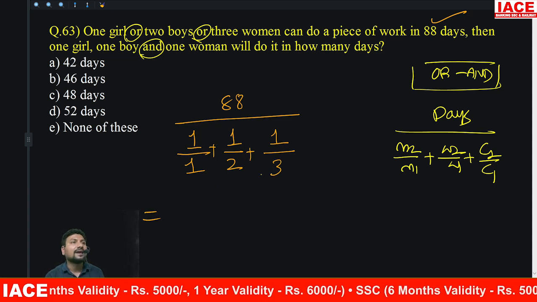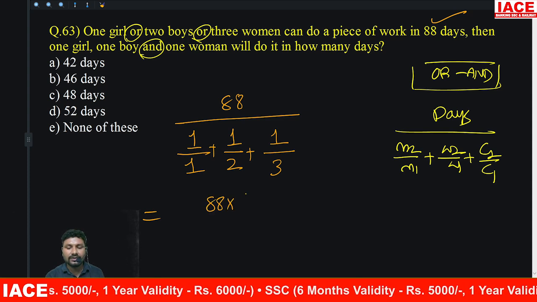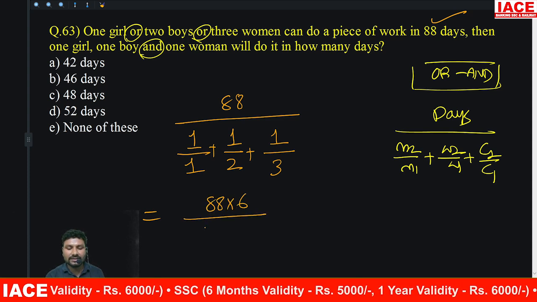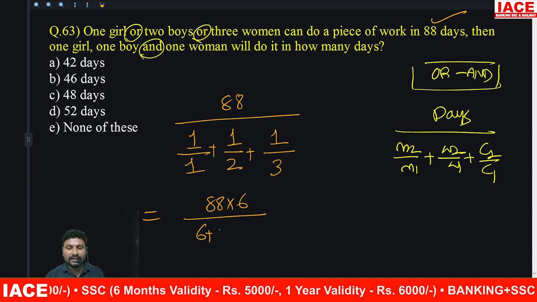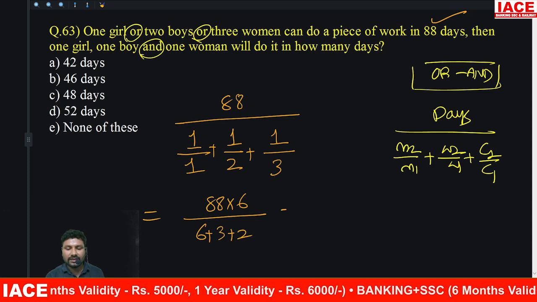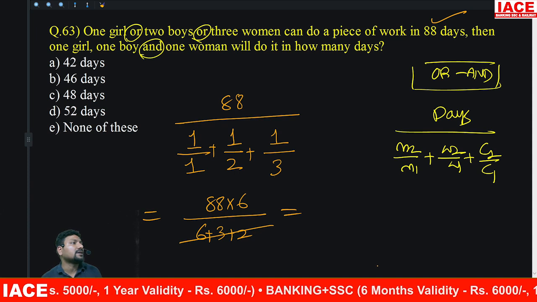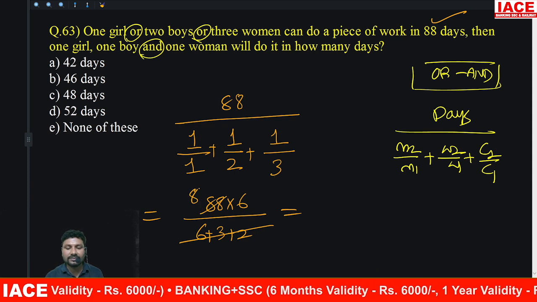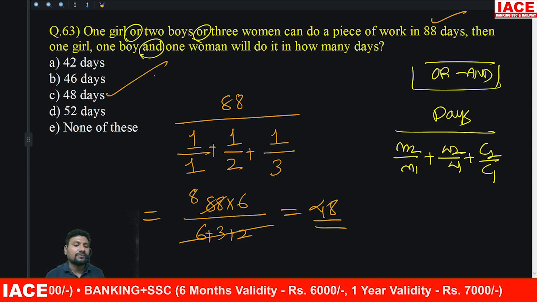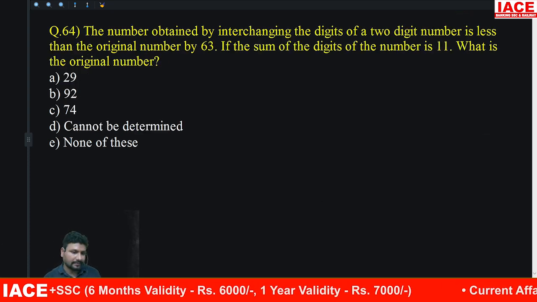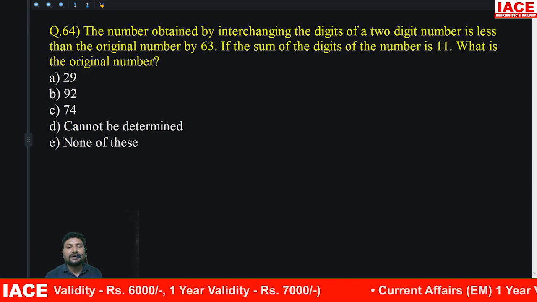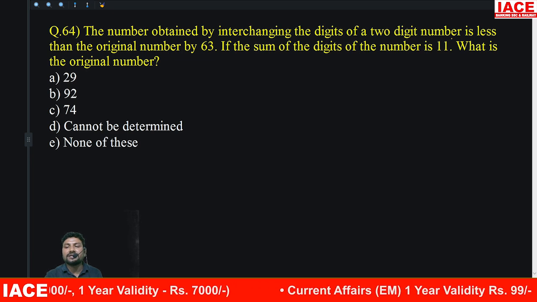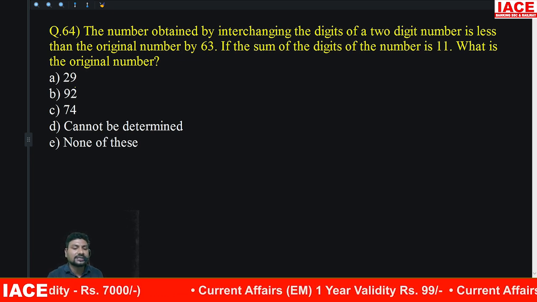1 2 3, LCM is 6, 88 into 6. 6 to 1 is 6 times, 2 to 6 is 3 times, it is a 3, 3 to 6 is 2 times, it is a 2. 6 plus 3 plus 2 equal to 11, 11 to 88 is 8 times. 8 6s is equal to how many days? 48 days, option C.